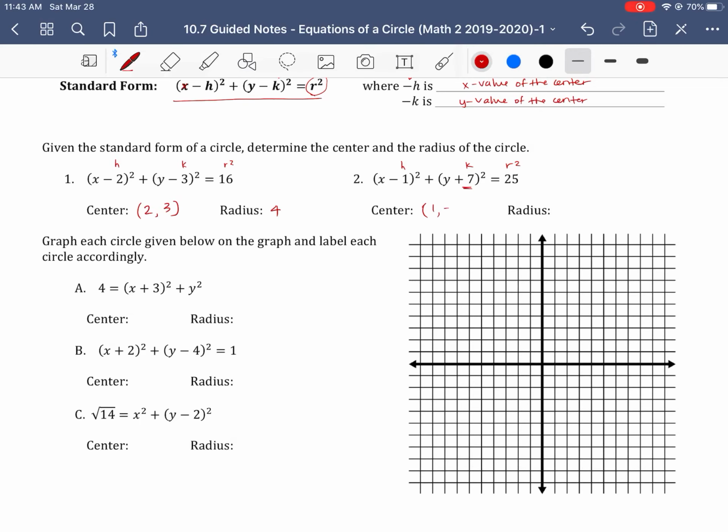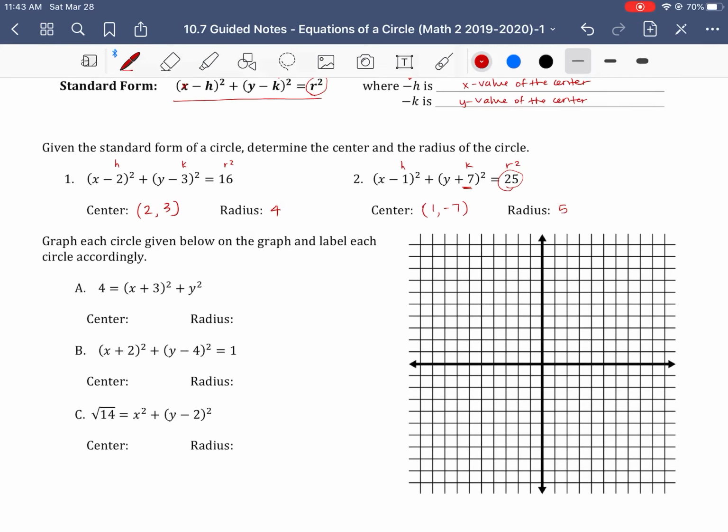I do the opposite of positive 7, which is negative 7. So this guy moved in the negative direction, going down. And then the radius: if we take 25, the square root of 25 is 5. Okay, let's graph a couple of these.